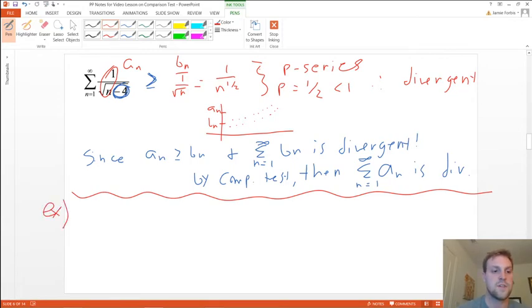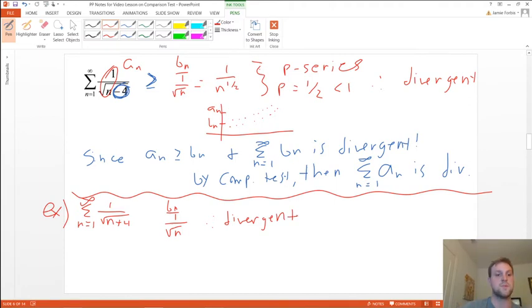Let's say I had the summation n equals 1 to infinity of 1 over the square root of, instead of n minus 4, how about it was n plus 4? Let's say that's the case, and I choose the same b sub n, this 1 over the square root of n. Well, I know before, based off of my logic above, that b sub n is divergent. And in order to use the comparison test, if b sub n is divergent, it must be less than a sub n.